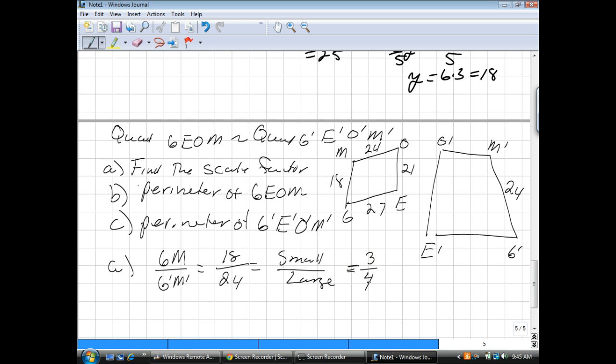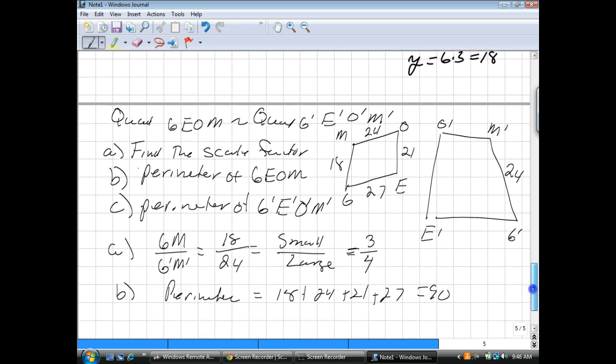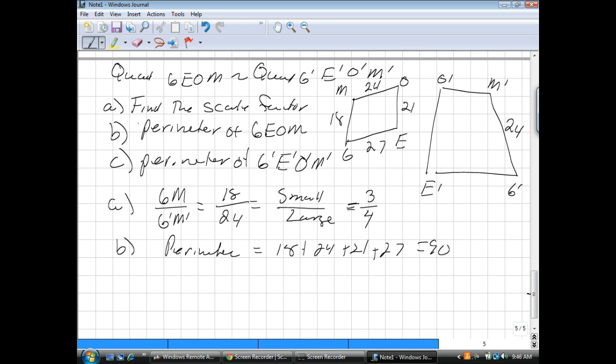Okay, then the perimeter of quadrilateral GEOM is 18 plus 24 plus 21 plus 27, so that gives us 90. And so I want to set up a ratio of the perimeters. Okay, so the perimeters are in the same ratio as the scale factor.